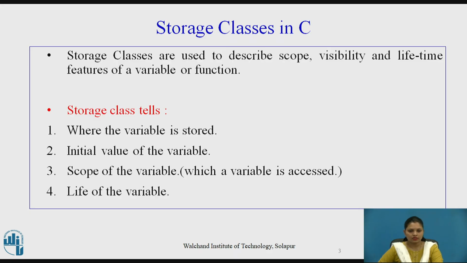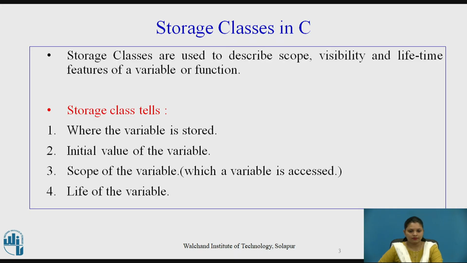A variable's storage class tells us where the variable is stored and what the initial value of the variable will be, if the initial value is not specially assigned, that is the default initial value. What is the scope of the variable? That is, in which function the value of a variable would be available. What is the life of the variable? That is how long the variable would exist.